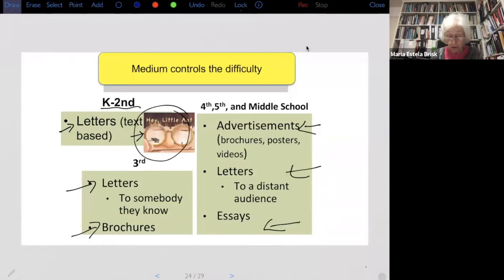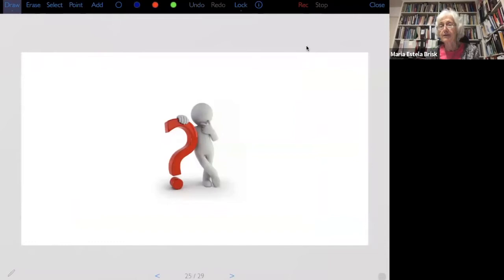So the medium allows you to deal with also maturity and proficiency. Okay, I'm done. And you can ask questions. And I guess I'll stop the share.